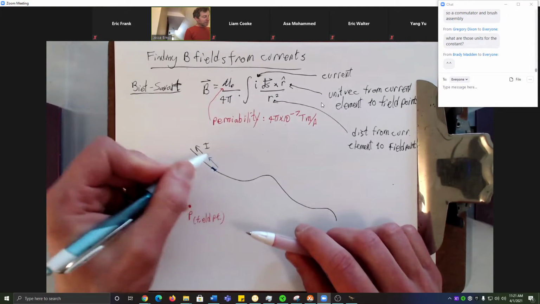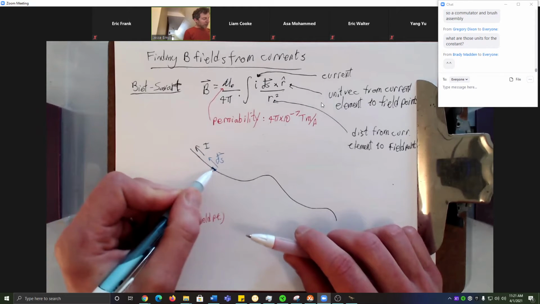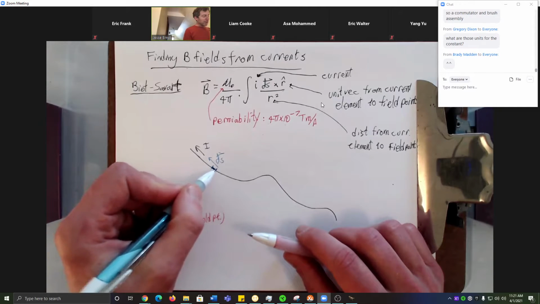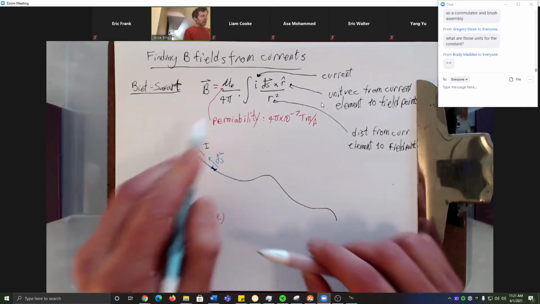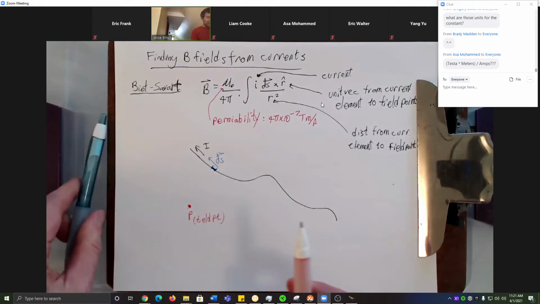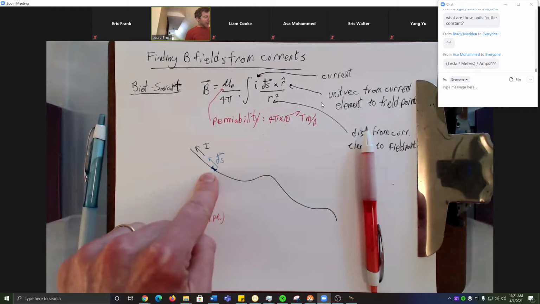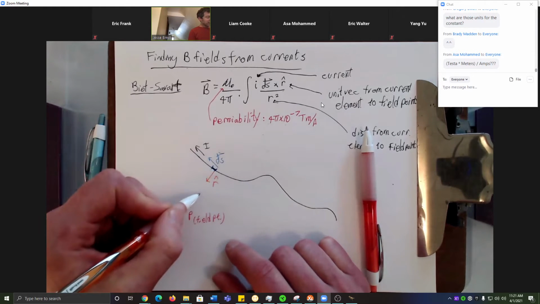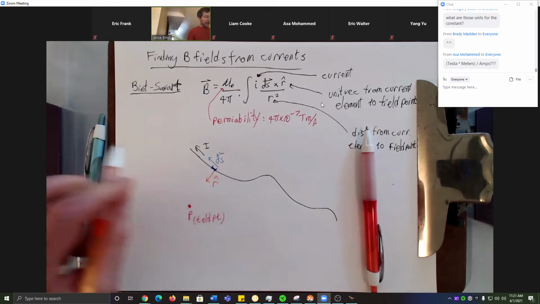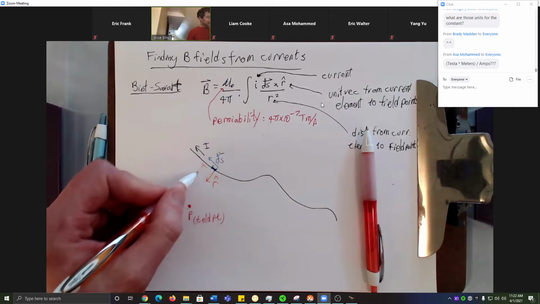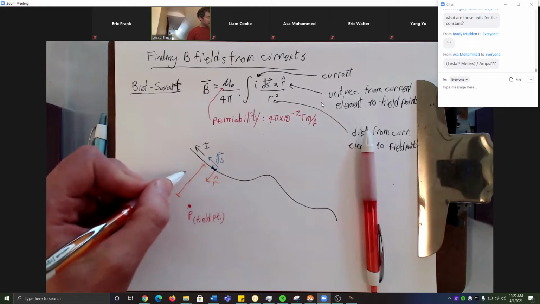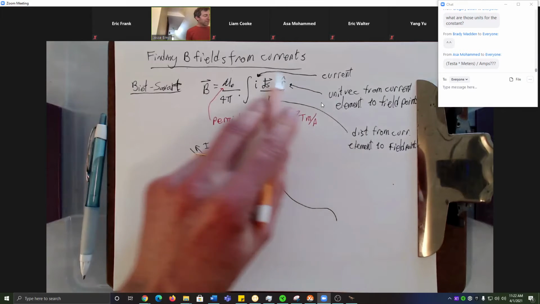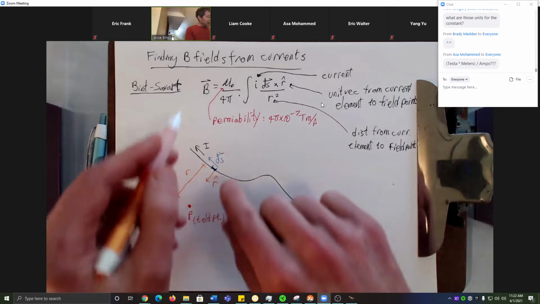ds vector is the vector that's in the direction of the current and has length equal to a small section of the wire. R hat is the vector from this element to there. So that's R hat. It's in this direction, has a length of 1. And then this distance is R.